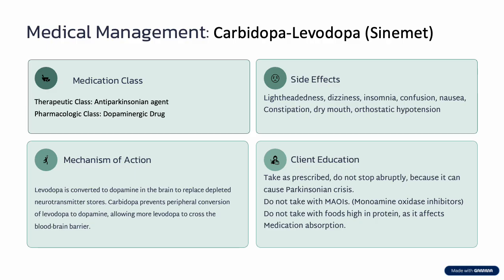Side effects of carbidopa-levodopa are lightheadedness, dizziness, insomnia, confusion, nausea, constipation, dry mouth, and orthostatic hypotension. Things that we want to teach our client: take it as prescribed. Do not stop it abruptly because it can cause a Parkinsonian crisis. Do not take with MAOIs that are often prescribed for depression. And don't take with foods high in protein as it affects medication absorption. So obviously, take it with just water in the morning, it's usually given early by itself. If they have nausea or need to take it with some food, give it with something bland, like applesauce, as they would normally take their medication, but not something high in protein.